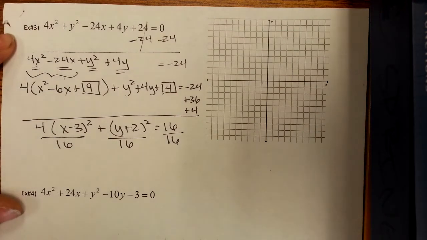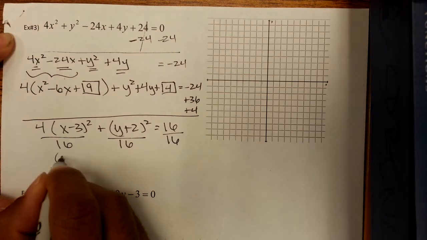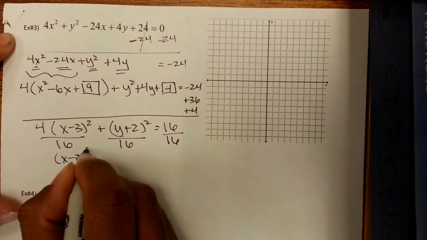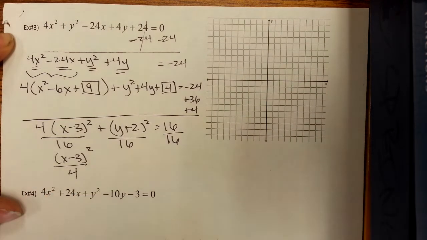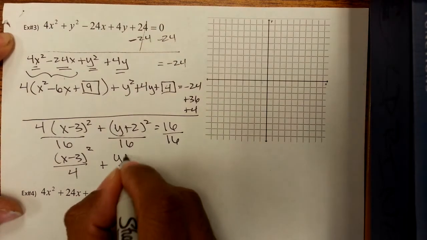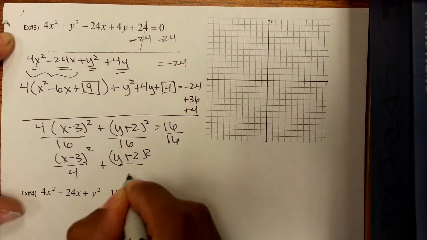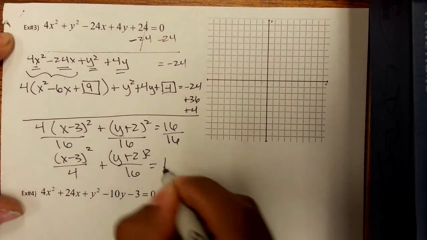Now from there, anything that we could reduce, we're going to have to reduce. 4 over 16, we could reduce that. We'll still have the x minus 3 quantity squared. 16 divided by 4 reduces down to a 4. There's nothing to reduce this 16 down with, so it stays where it's at. And the right hand side, 16 divided by 16 is 1.